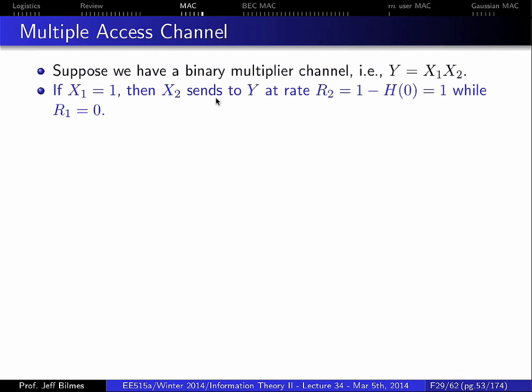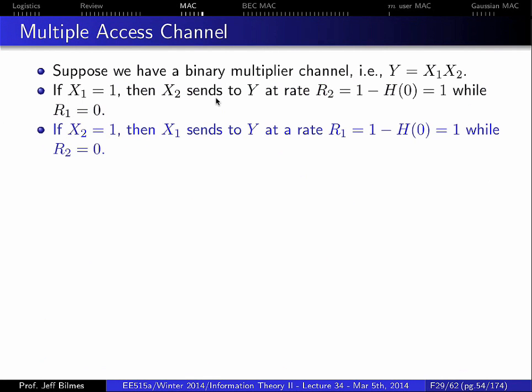So if x1 is equal to 1 identically. Remember, x1 and x2 are independent. If the probability distribution of x1 is such that x1 is equal to 1, then x2 can send to y perfectly, right? And so the rate of x2 is equal to 1. So we have a point where r2 is equal to 1 and r1 is equal to 0. So that point is achievable in this channel. Right?